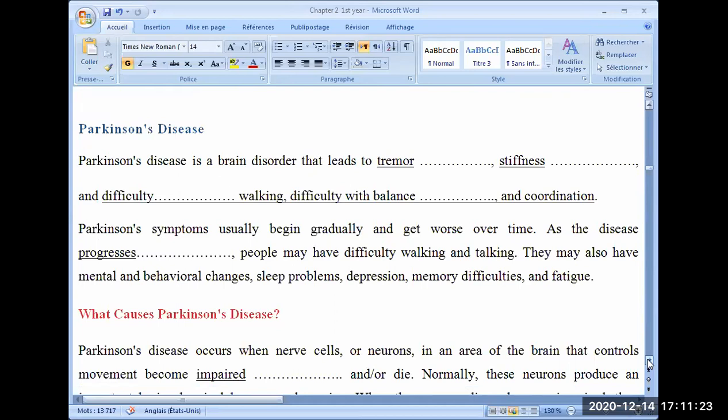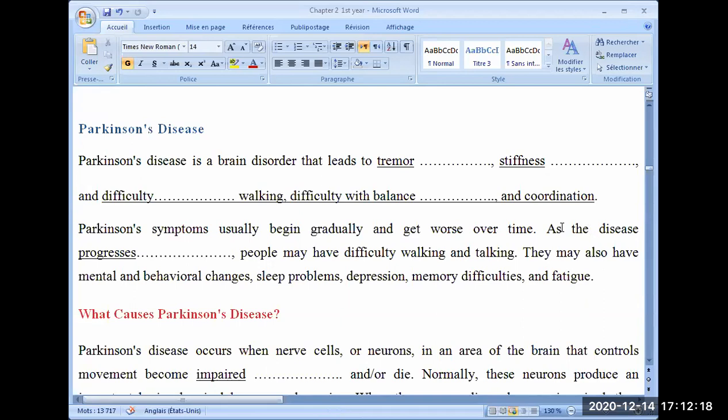Let's listen to your nice voices. Parkinson's disease is a brain disorder that leads to tremor. This disease causes tremor. What can this tremor mean? Not a tumor, no. Tremor, shaking, shakiness, the trembling. Yeah, good.